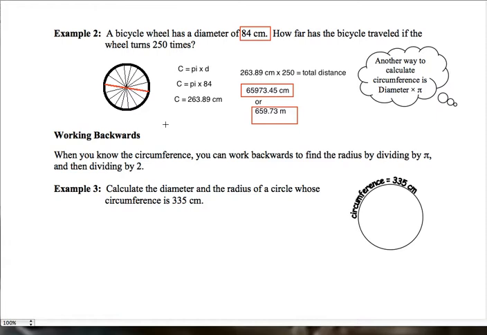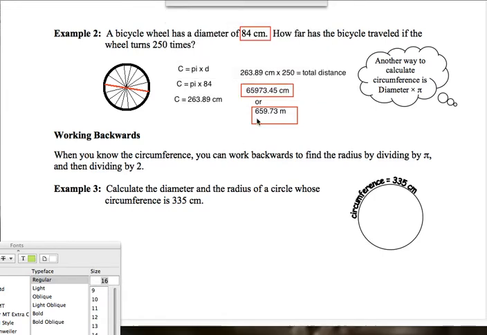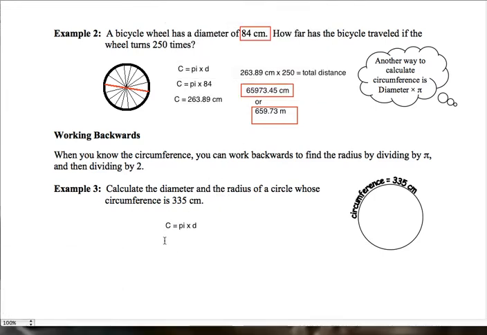So here, I know that I'm asked to find the diameter and the radius of a circle whose circumference is 335 centimeters. All right, so let me set up the equation properly. I know that I've got the circumference, and I'm asked first to find the diameter. So I could say to myself, okay, this is the formula I'm going to use. I'm going to write it out to make sure that I've got it all properly laid out. Circumference equals pi times diameter.